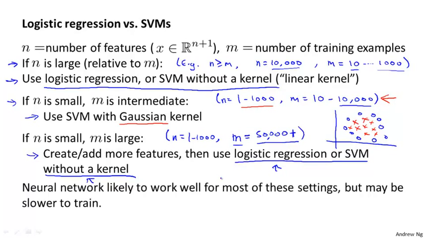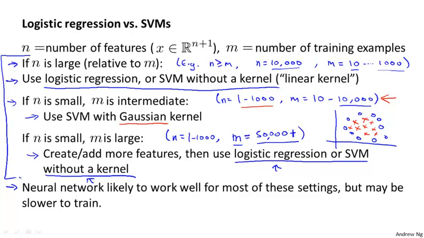And finally, where do neural networks fit in? Well, for all of these different regimes, a well-designed neural network is likely to work well as well. The one disadvantage, and one reason I might not sometimes use a neural network, is that for some of these problems, the neural network might be slower to train. But if you have a very good SVM implementation package, that could run quite a bit faster than your neural network.